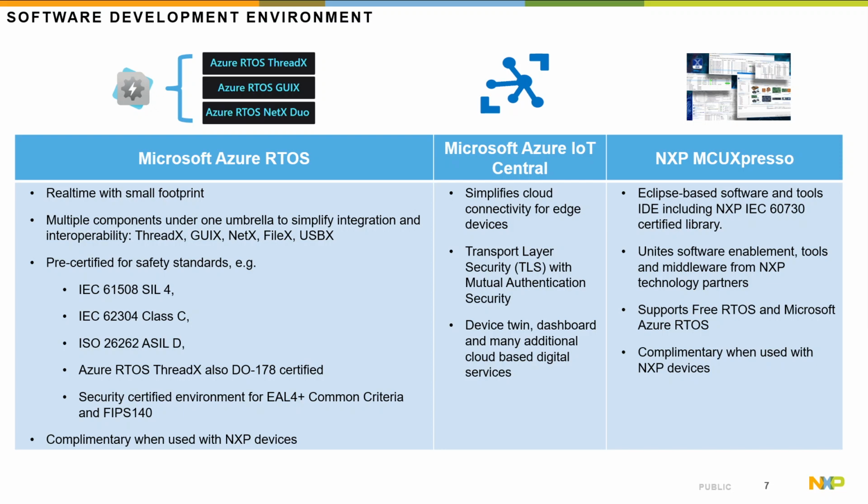And then the final piece for us was the choice of IDE. We chose NXP's MCUXpresso. That's an Eclipse-based software and tools integrated development environment to which we can also add some of NXP's middleware. For example, the IEC 60730 certified library, which is very familiar to those in smart appliance, but also gives us a level of assurance and reliability of the software. And again, we can provide this complementary when used with NXP devices.